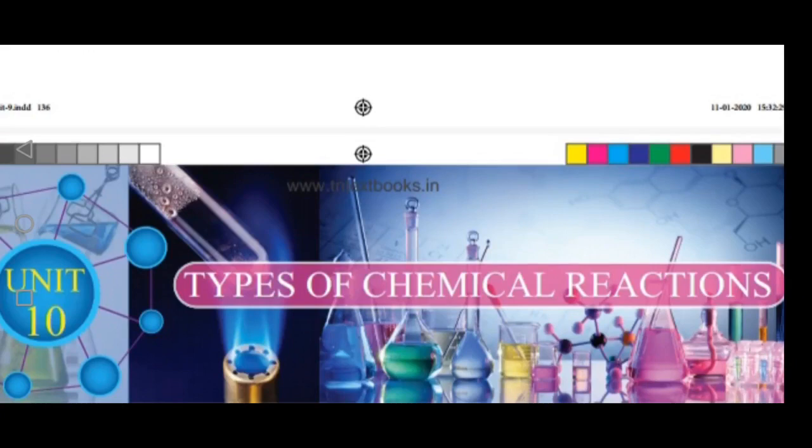This is 10th Standard Chemistry, Unit 10, Types of Chemical Reaction lesson. In our previous section, I had discussed the first four types of chemical reaction. What are the first four types of chemical reaction? First one, combination reaction. Second one, decomposition reaction. Third one, single displacement reaction. Fourth one, double displacement reaction.